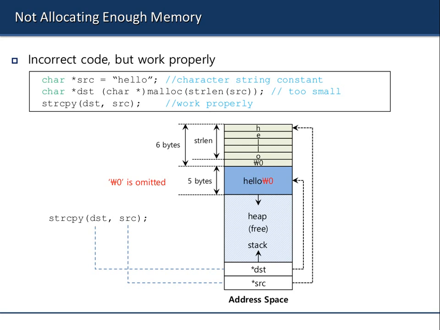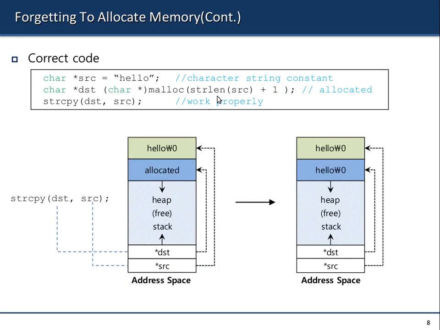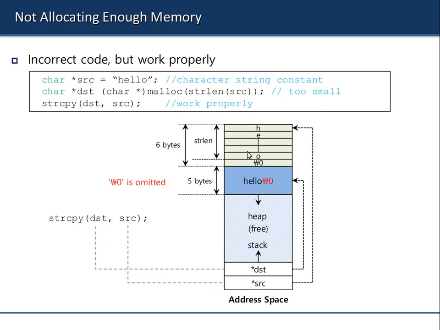Okay. So in this example, what is the difference from the other one? It just doesn't have a plus 1. Okay. So what will happen is, okay, 6 bytes. Okay. Hello, and this is the null character. Okay. So it only allocated 5 bytes. Then that will be a problem. Okay. So there is an area here that it will overwrite.